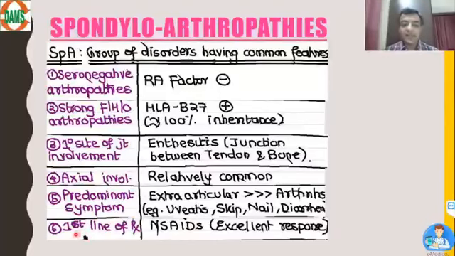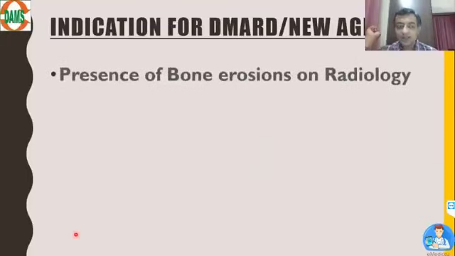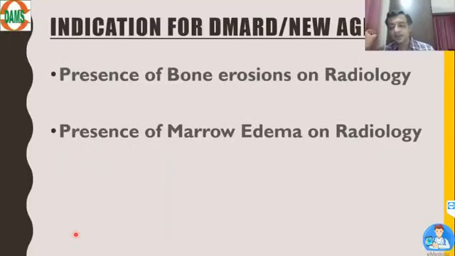And the first line of treatment, unlike RA, is NSAIDs, because NSAIDs have got excellent response. So question, when to give DMARD in SPA patient? Answer is simple. 2 points are there.